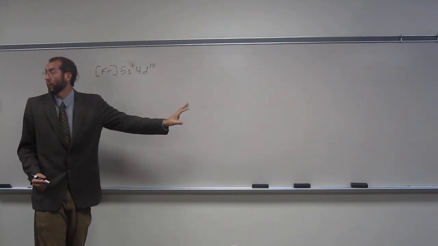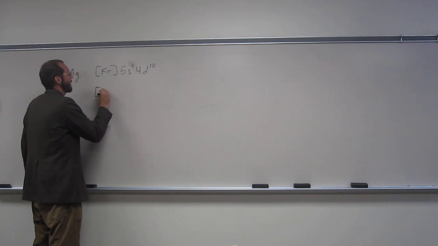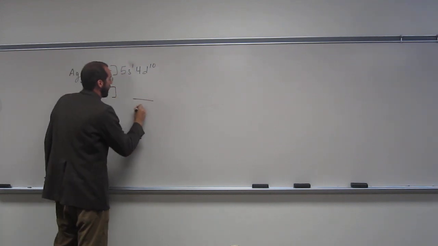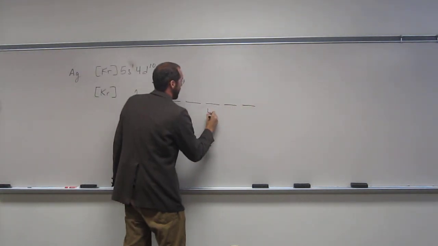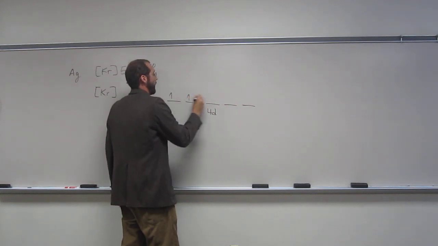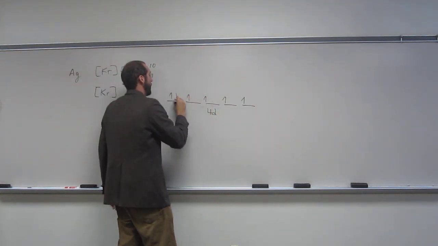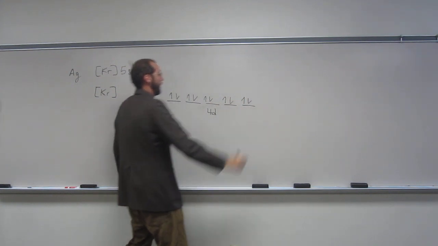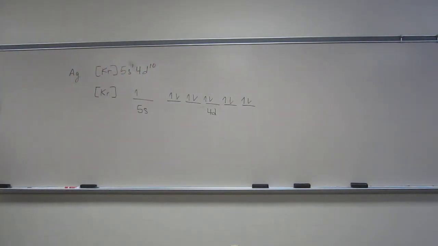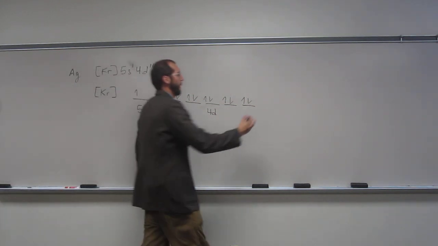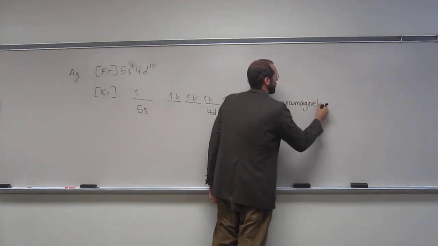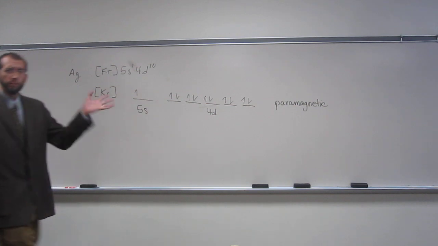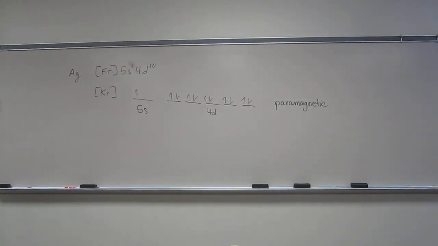Let's draw the orbital diagram, just so we can see the unpaired electron. Like that. Everybody cool with that? So this is going to be paramagnetic. Why? Because it's affected by the external magnetic field.